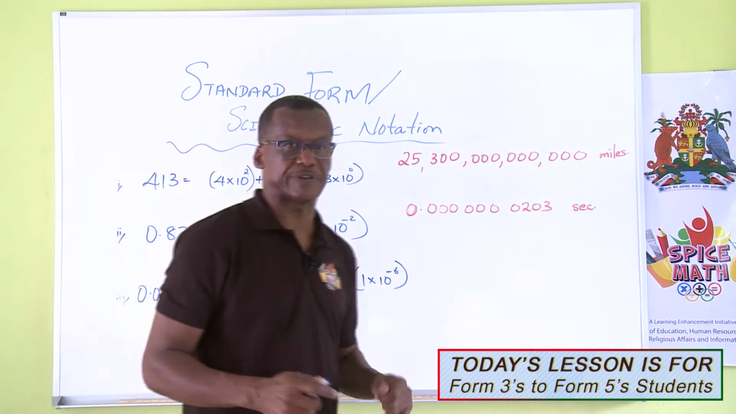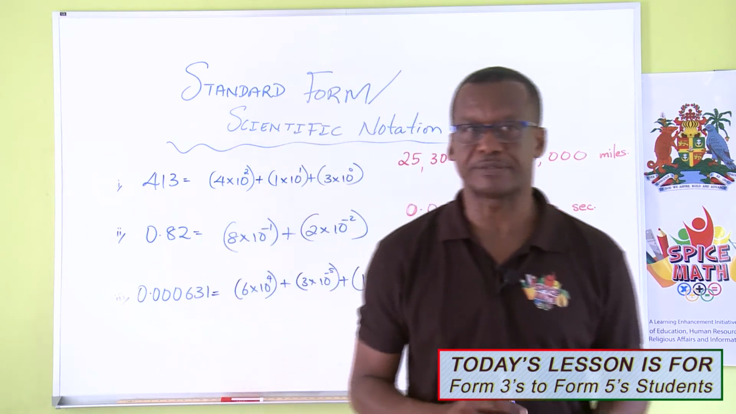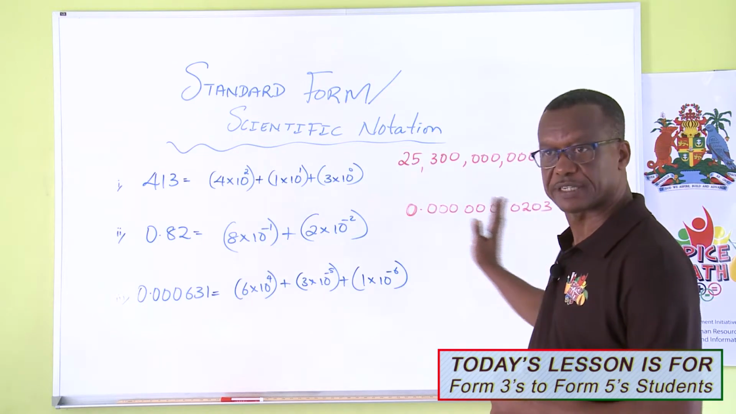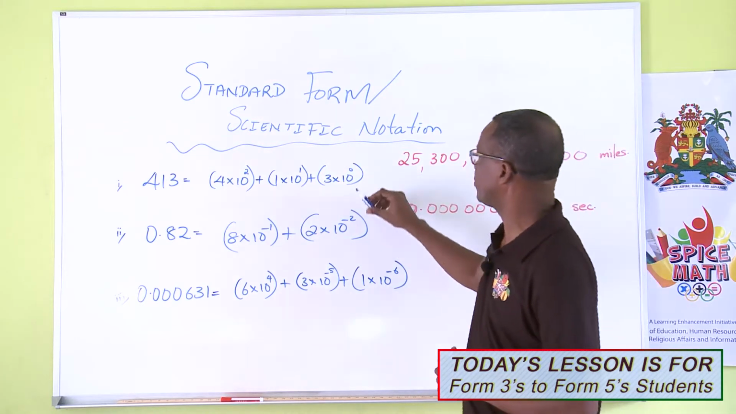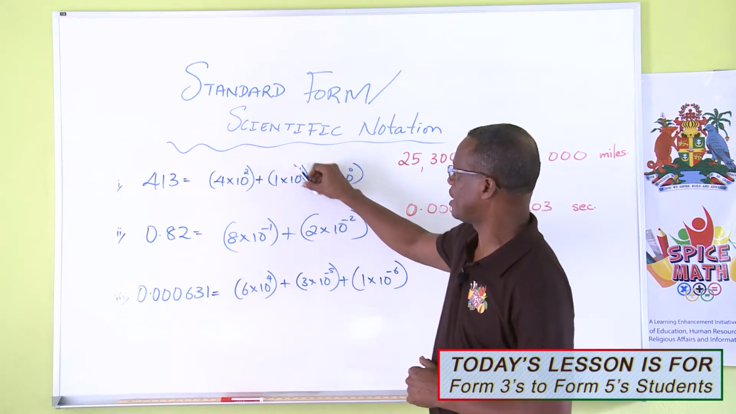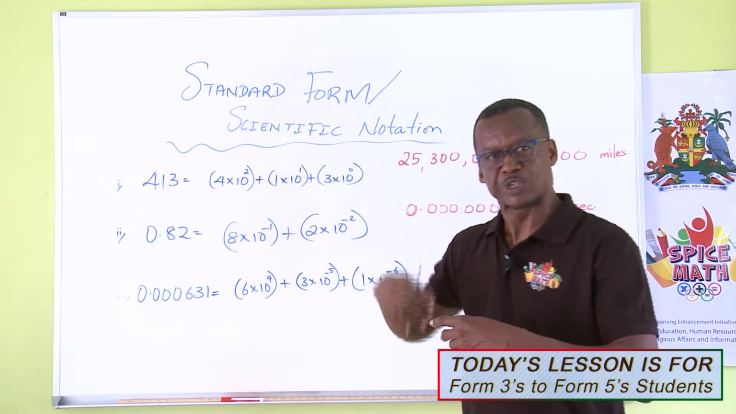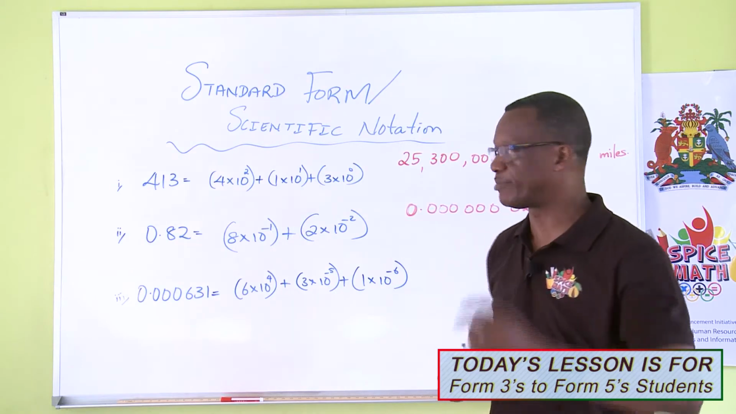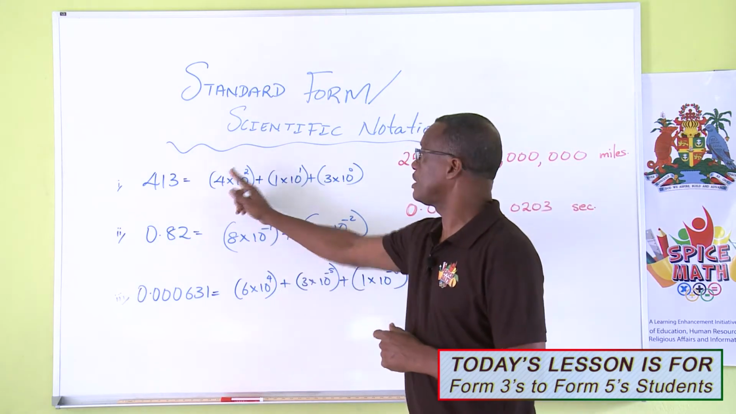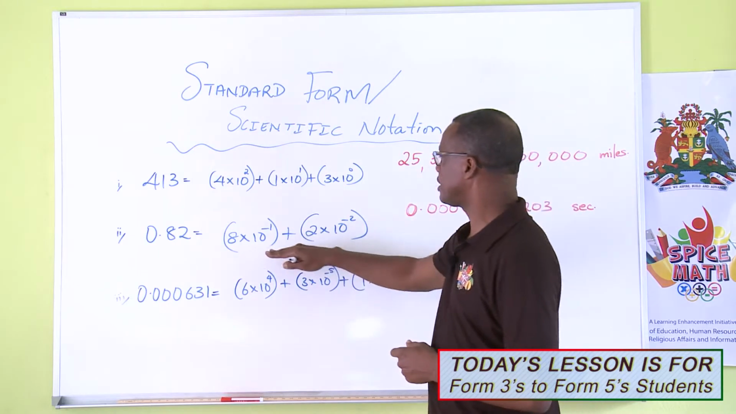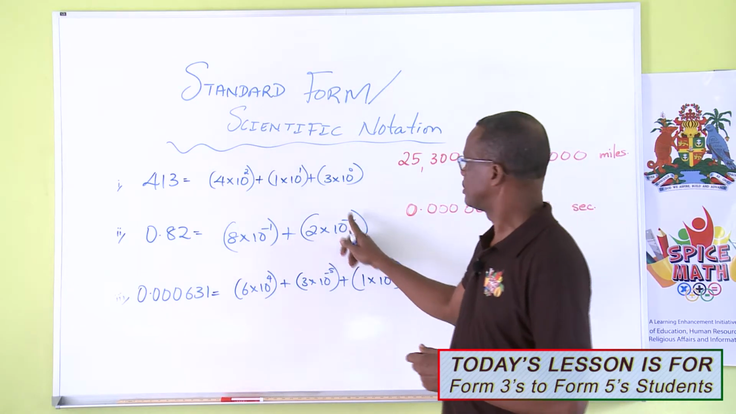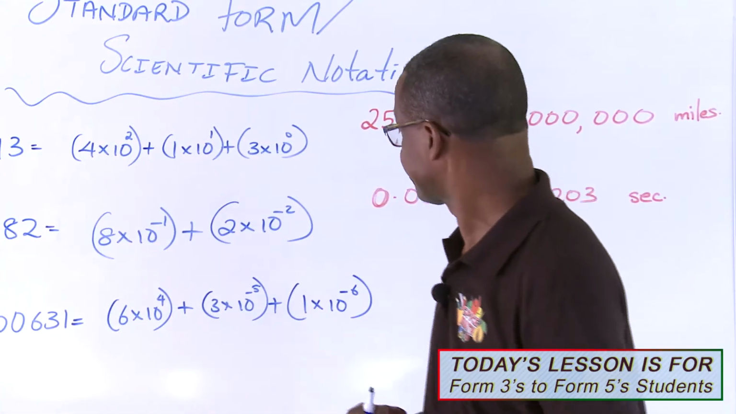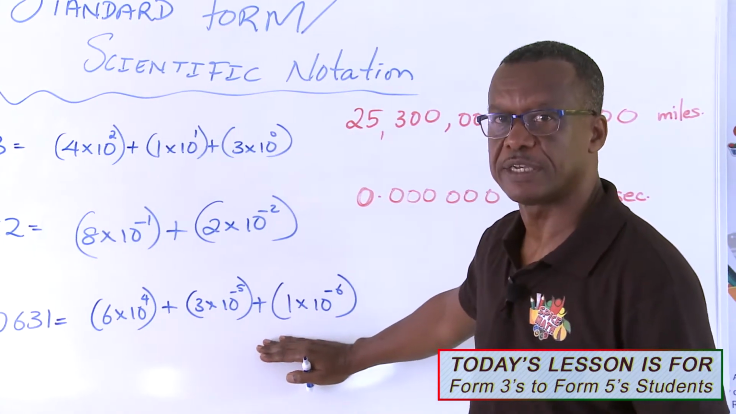You would have observed, if you follow the pattern, that the powers of 10 increase as we move from right to left. So in the first number, we went from 10 to the 0, 10 to the 1, 10 to the 2. And if we had had more numbers, the powers of 10 would continue increasing gradually to accommodate all the digits in that number. Similarly here, 10 to the negative 2, 10 to the negative 1. It's as if we're counting along the number line. And the same pattern follows here.